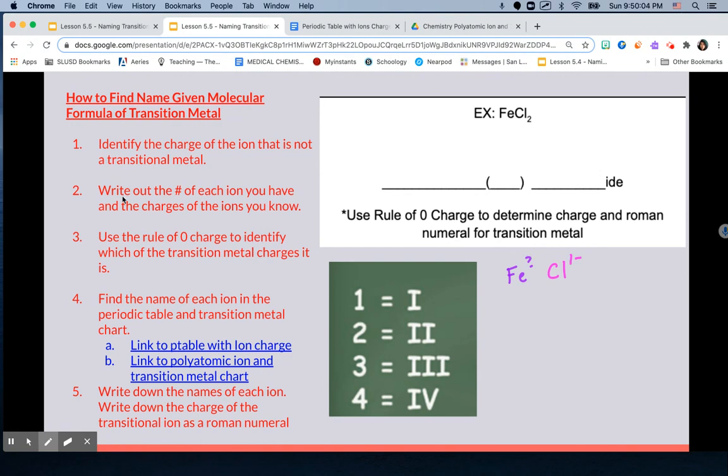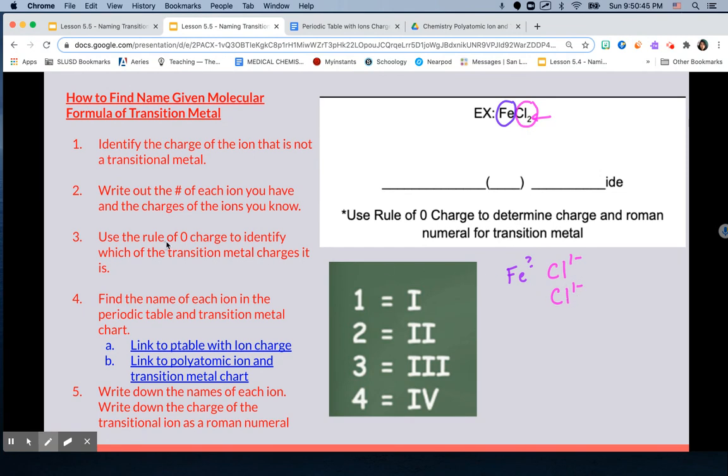Right, and then next, I'm going to write out the number of each ion you have and the charges of the ions you know. So notice here, I have 1 Fe and I have two Cl's because it says Cl2. So I know I have two of these, but I only have one of these Fe's. So I'm going to draw Fe once, Cl twice with its charge.